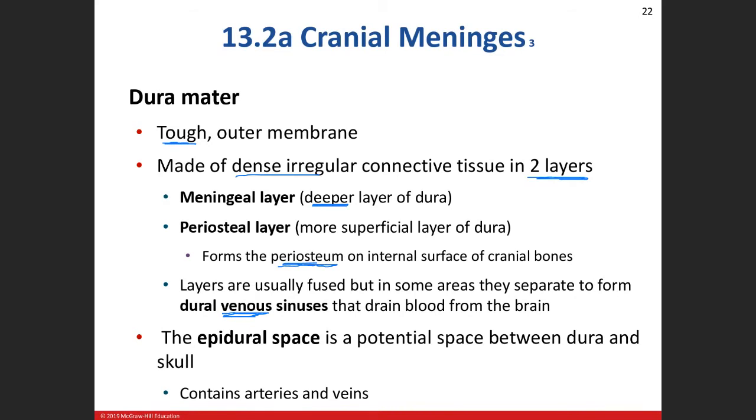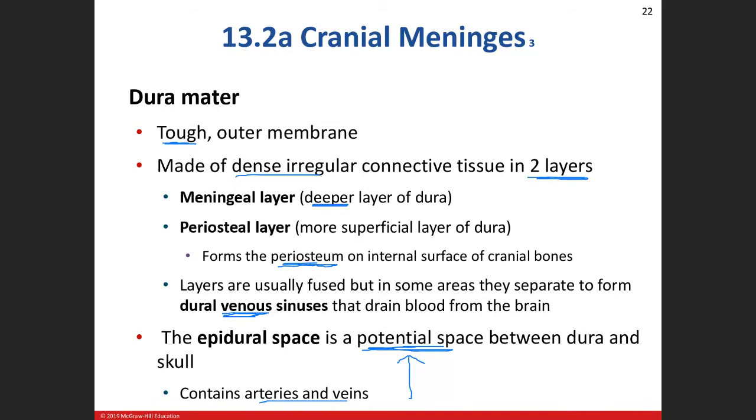Okay. So then you have a space outside of the dura, and that's the epidural space. Again, it is a potential space, which means it should not be there. But in that space, we have blood vessels. And in some cases, you can have an epidural hematoma. Again, normally from some sort of trauma, and you start to bleed into this space. And you no longer have a potential space, you have an actual space. That's the epidural space.